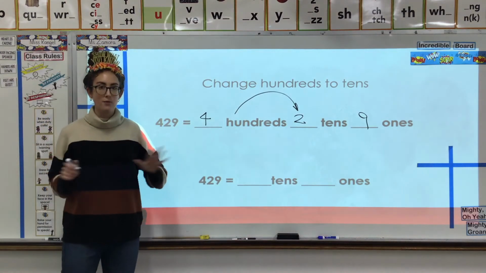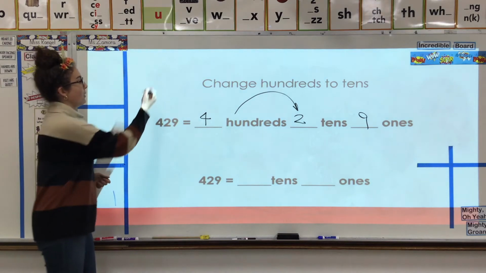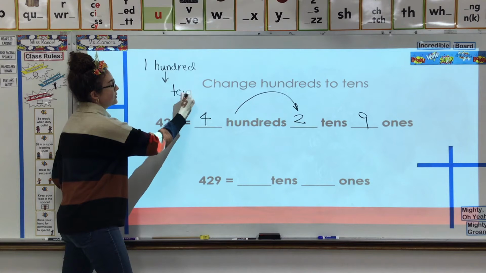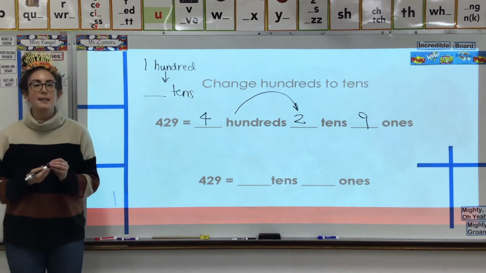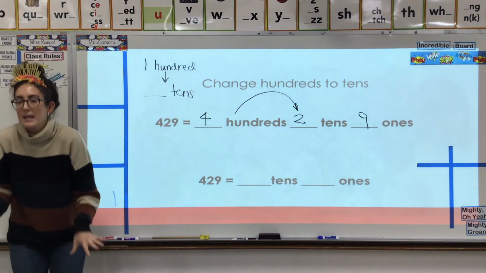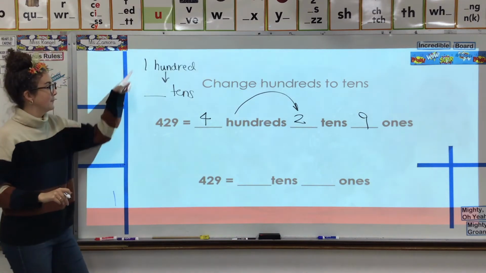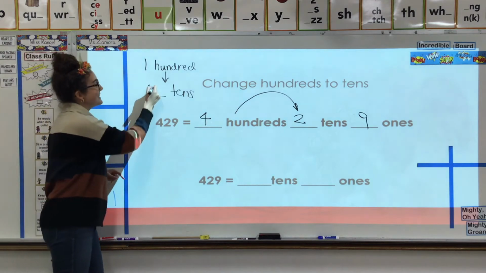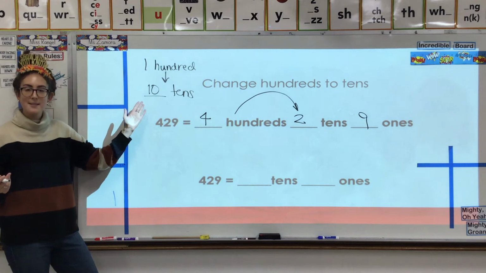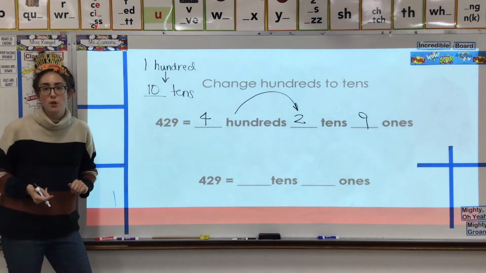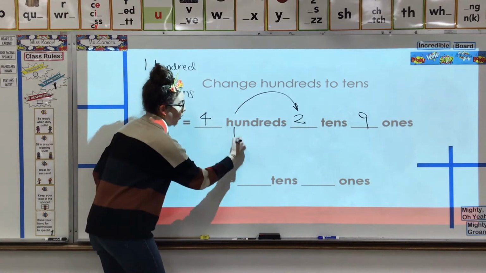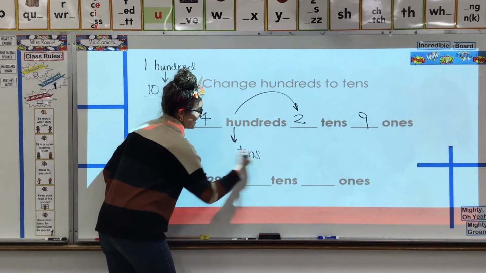Before we can change this 400, we have to think about just 100. 100 is how many tens? 1 of a bigger unit equals how many of a smaller unit? 10 tens. 100 equals 10 tens. If we know this is true, what about 400? 400 is how many tens?